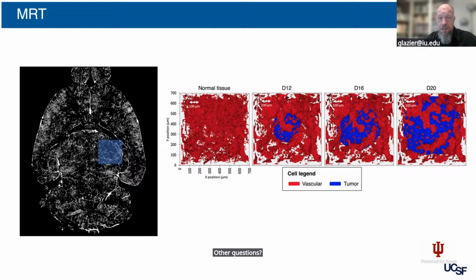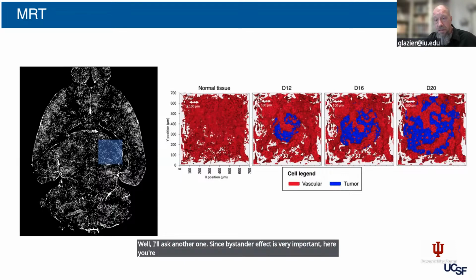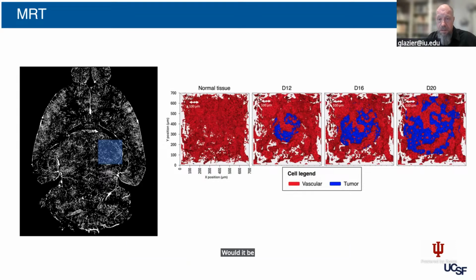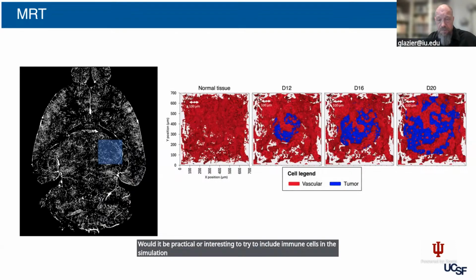Well, I'll ask another one. Since the bystander effect is very important here, you're modeling the bystander effect in the form of damage to the capillaries and therefore hypoxia. Would it be practical or interesting to try to include immune cells in this simulation at the multicellular level? And if so, what cells would you pick to begin with, and what signals would you start with, maybe?